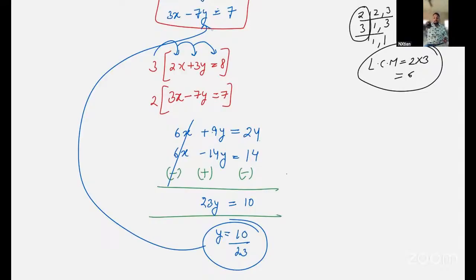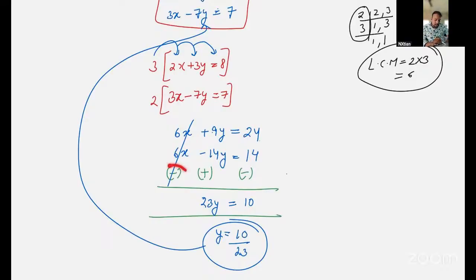Obed, please ask me, beta. Sir, I couldn't understand, Miraculin. The blue part, like you cut off the 6x. See, why did I cut off the 6x? Because I subtracted. And when I subtract, the minus becomes plus and the plus becomes minus. Simple as that.